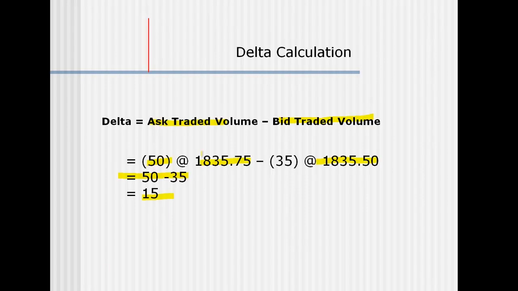And so the one leap of faith that I want you to be careful in always making is this idea that all volume that trades at the ask, all ask traded volume, is really buy volume. Okay? It is not always buy volume. It could very well be selling volume. Be careful with that.